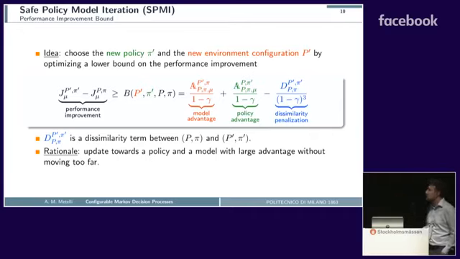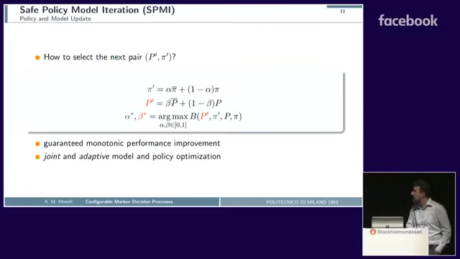And finally, we have a joint dissimilarity penalization, which accounts for both the contribution of the model and that of the policy. Once we have this bound, we need to define pi prime and capital P prime in terms of P and pi to perform the update. Again, we adopt a similar approach to that of safe policy iteration. We define pi prime as a convex combination between pi and a target policy overline pi, which defines the update direction, and symmetrically for the model. I'm going to talk about how to select the target model and policy in few slides.